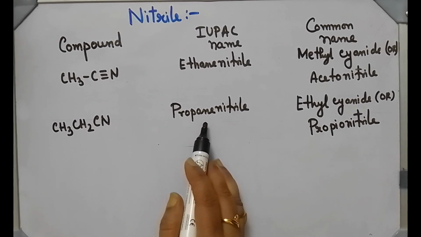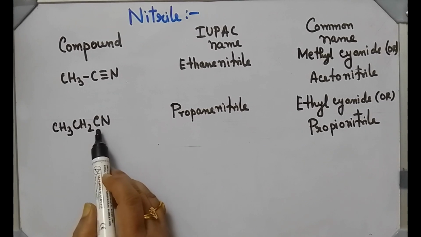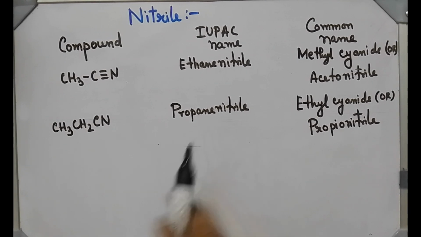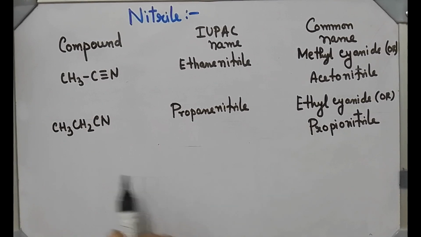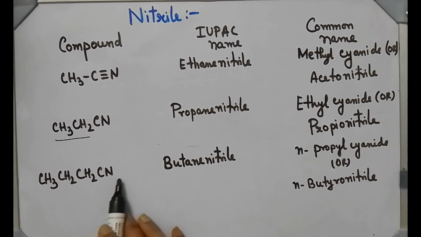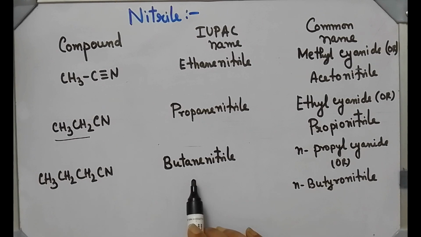IUPAC name propane nitrile. Propane because including the carbon of the functional group, 3 carbon atoms are there. So propane nitrile. Common name ethyl cyanide, ethyl is this alkyl group. Ethyl cyanide or propionitrile. Next compound is CH3CH2CH2CN. So including the functional group altogether 4 carbon atoms are there. So the IUPAC name is butane nitrile and the common name n-propyl cyanide or n-butyronitrile.